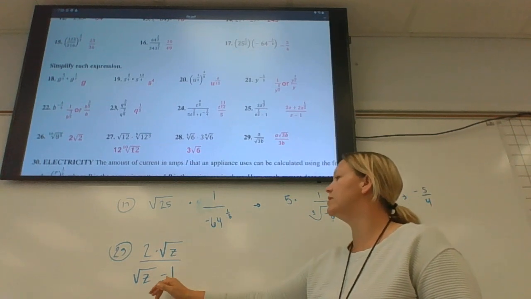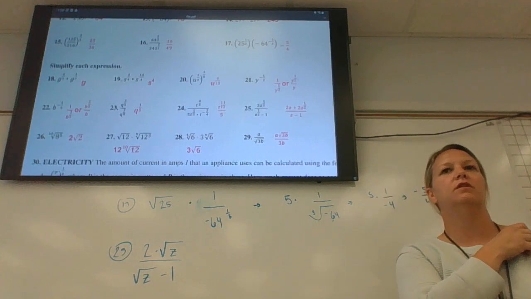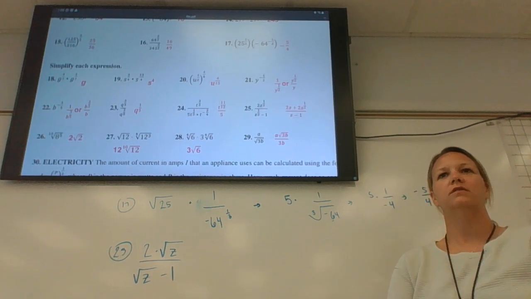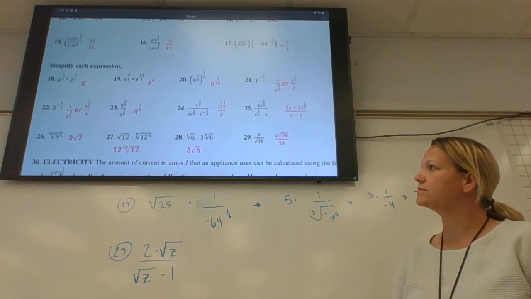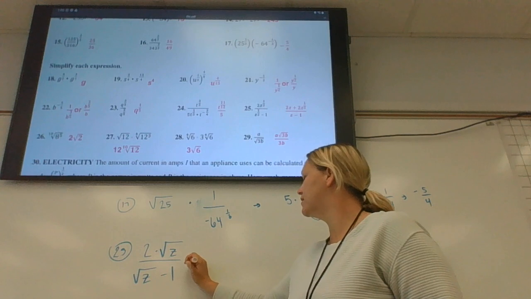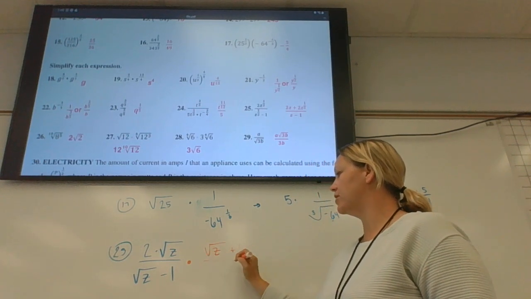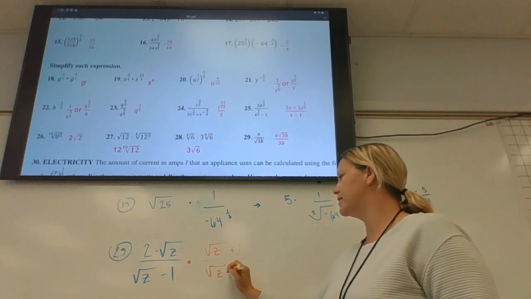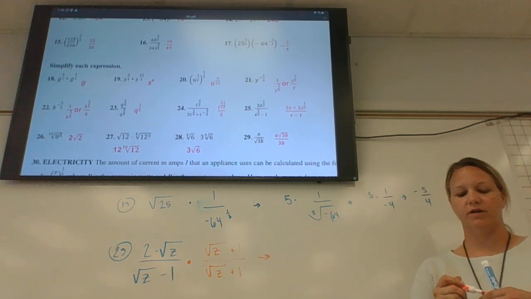You can't with a plus or a minus sign. If it was just multiplication, you could. Yes? Oh, okay. Okay, I can show you that one then. So I would multiply the conjugate to the top and bottom here. And then FOIL it out.